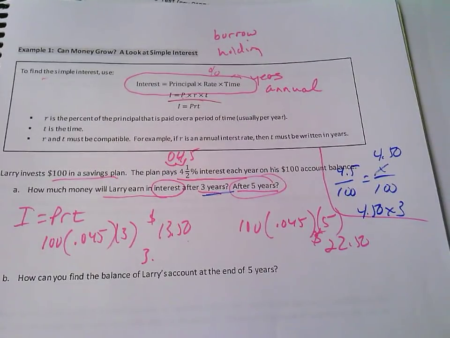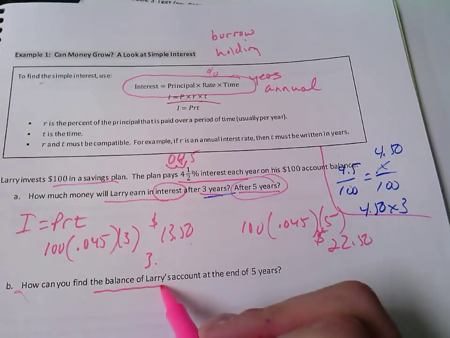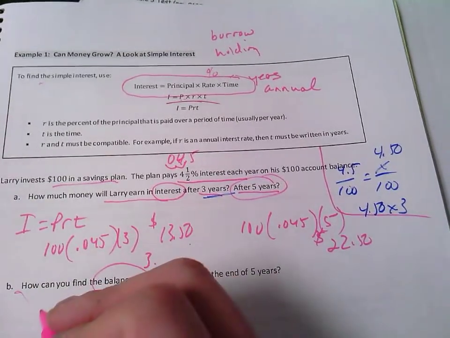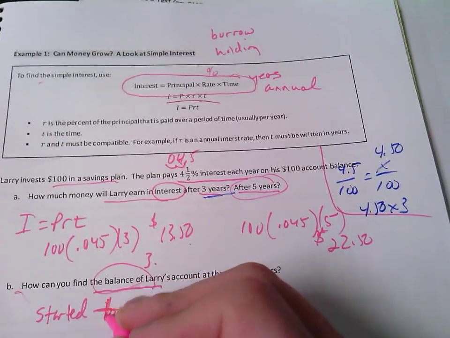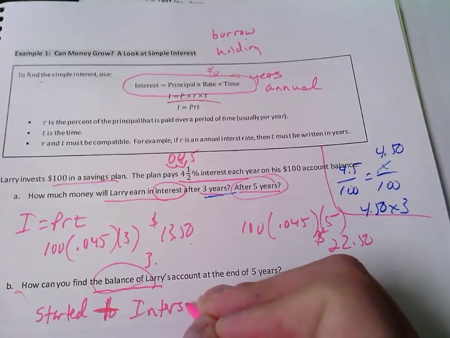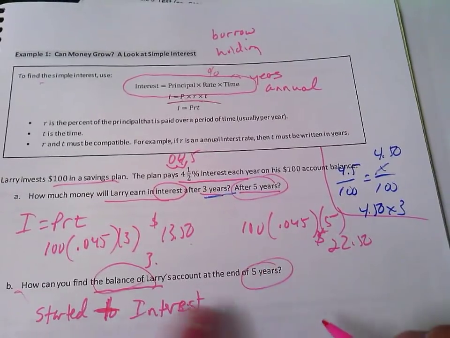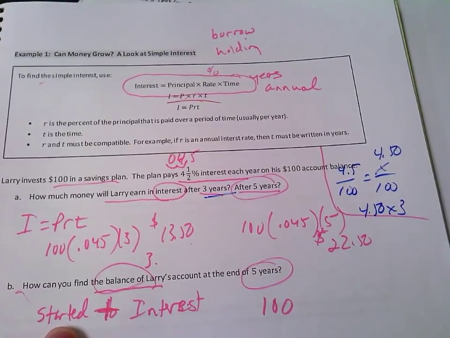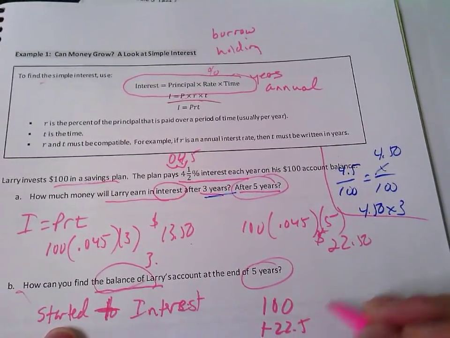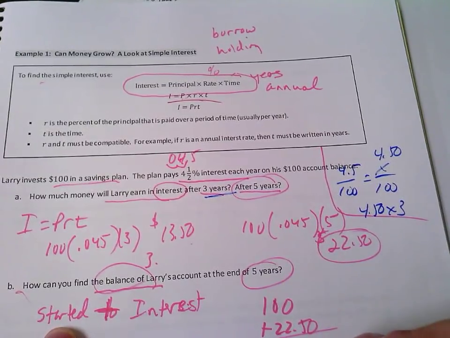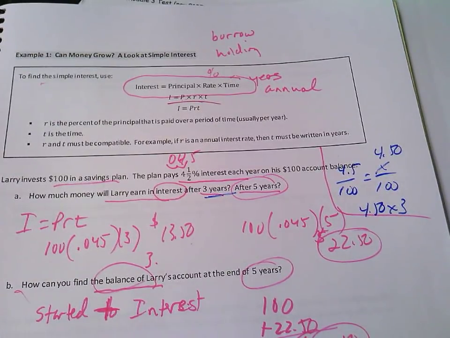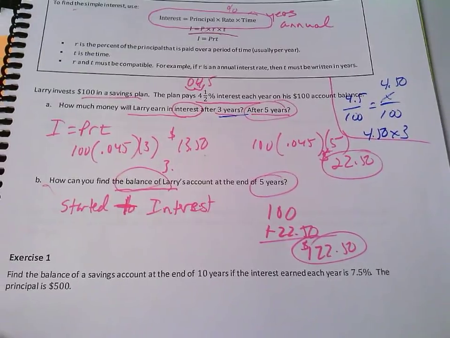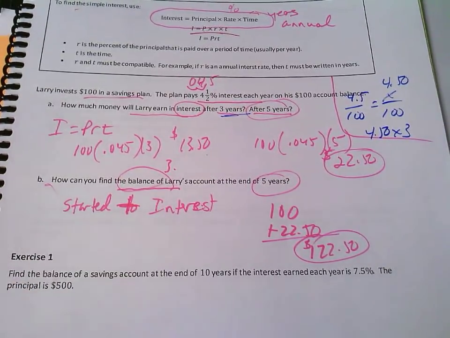Now to finish this problem off, it says, how can you find the balance of Larry's account? To find the balance, it's what you started with plus the interest. At the end of 5 years, you take the amount he started with, the $100, and then you add the interest, the $22.50 that we got up here, and the amount in his account is now $122.50. Let's move this up so you can see. After the video, you'll go through and do exercise number 1 and go from there.